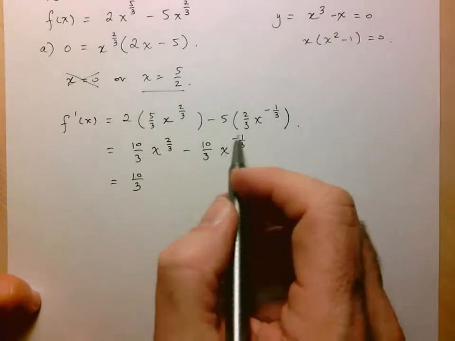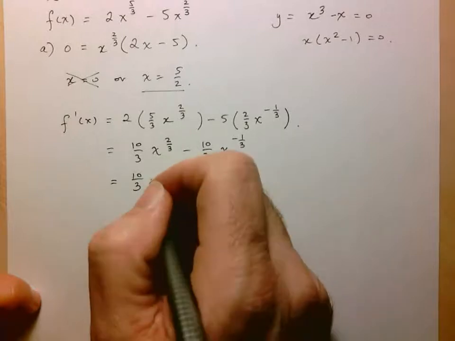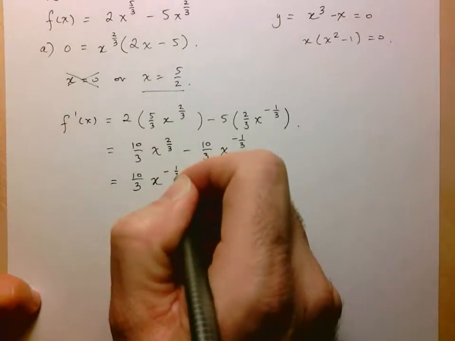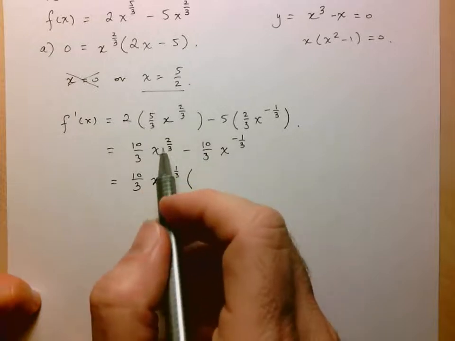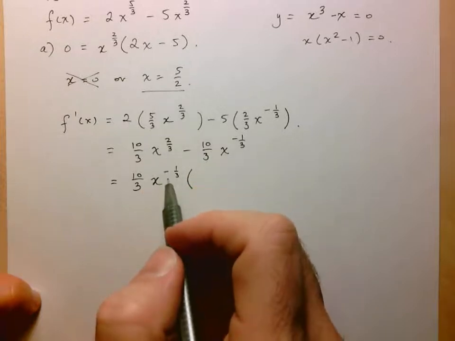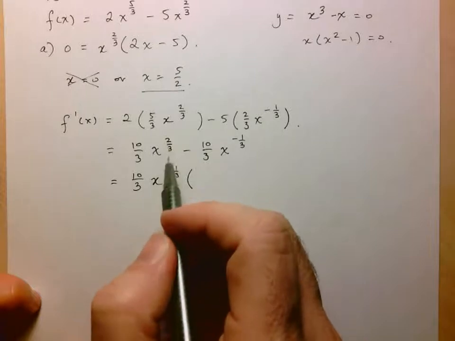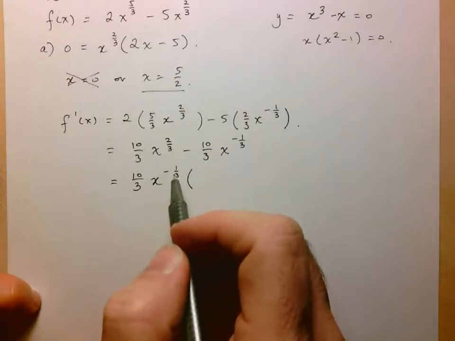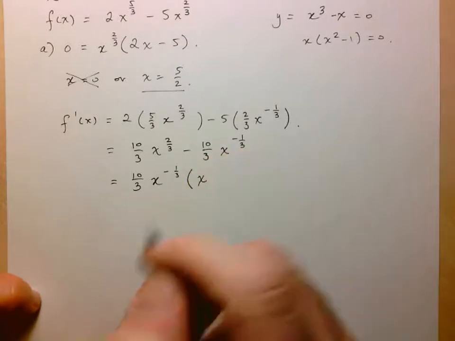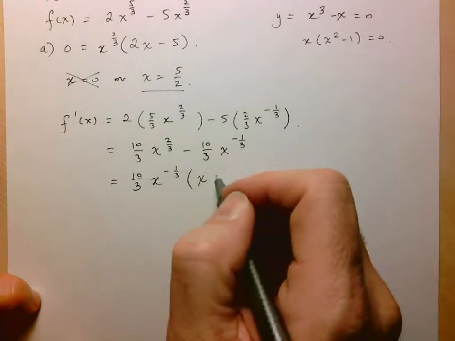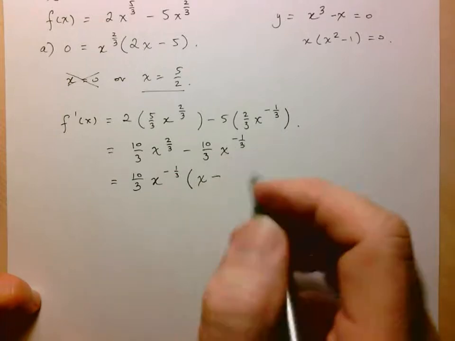In this case here, x to the negative 1/3. Okay, so what are we left with? Here we divide out x to the 2/3 by x to the negative 1/3, so I subtract the exponents. 2/3 minus negative 1/3 is again just 1. Okay, 2/3 plus 1/3, so here I'm just left with x. And then on this side here, I remove the 10/3 and I've factored out x to the negative 1/3.